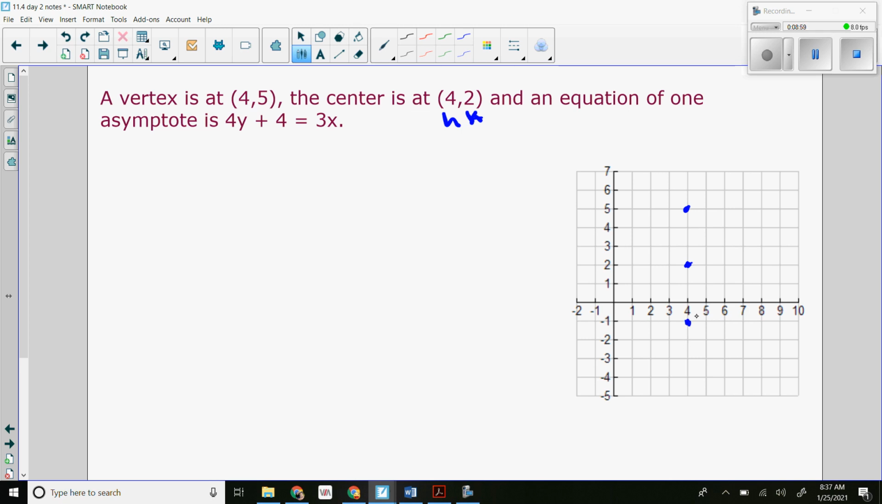And then it says the equation of one asymptote is 4y + 4 = 3x. So we want to solve for y in this equation, and you can do it a few different ways. What if, let's see, move that over. Let's see what happens if I do this.